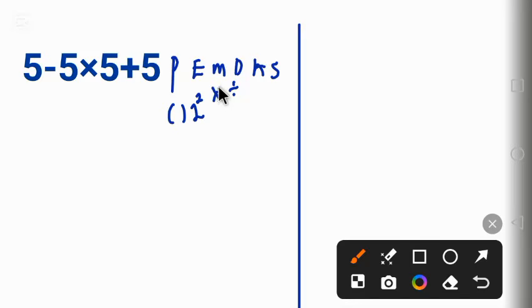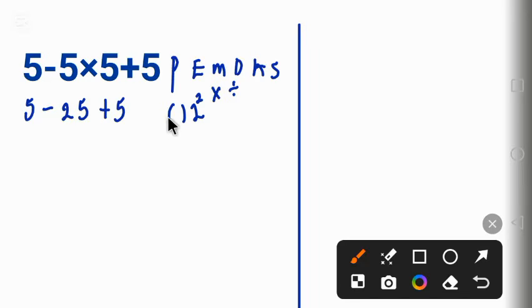These two, they are in the same level. We evaluate from the left. So in this case, from the left, multiplication came first. So we are going to solve multiplication before division. So let's solve multiplication. So we have 5 minus 5 times 5 will give us minus 25 plus 5.